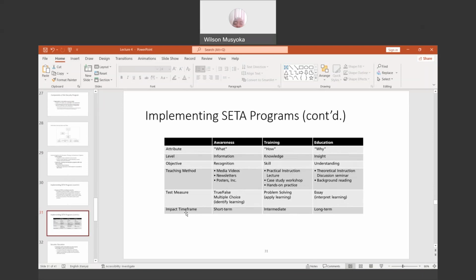And then the impact time frame. In terms of education, it is normally long term. Training is intermediate, meaning that training can be learned and then people can forget after some time. That is why you need awareness, which is short term, so that they can remind themselves. So that is how the SETA program is implemented.